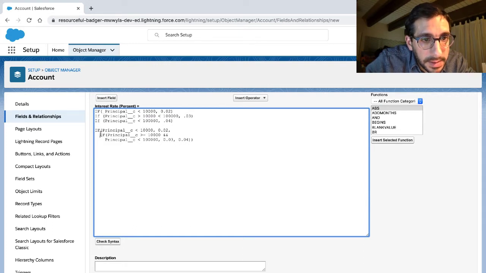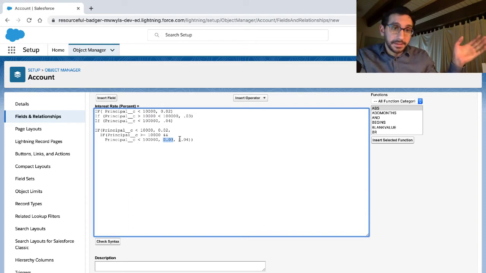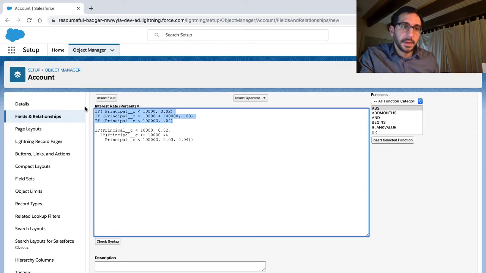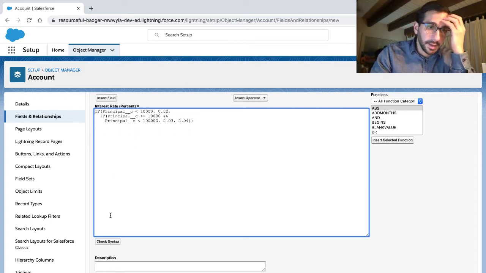Okay. So this is an if-and statement. If principal C is less than or equal to 10,000 and principal is less than 100,000, then do 0.03. If it's outside of that, if it's anything else, if then else, then do 0.04. Okay, happy I thought it through, even if I messed up.